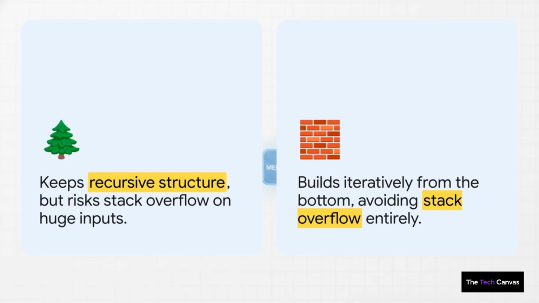But, and this is a big but, because it relies on recursion, giving it huge inputs can actually cause a stack overflow error in your computer's memory. Tabulation, on the other hand, requires you to think iteratively from the bottom up, which can sometimes be a bit trickier to set up for really complex problems. But because it avoids the recursive call stack entirely, it's generally a lot faster and way safer for your memory.